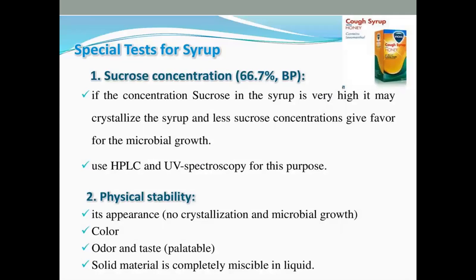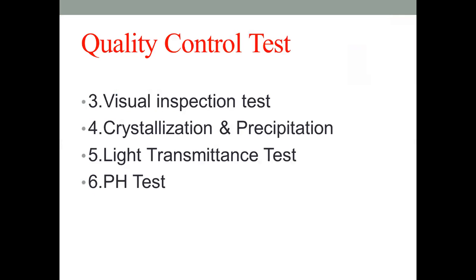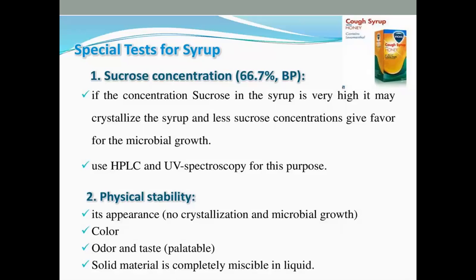The next point, Pascal's test, that is quality control tests performed for the syrup, whether the syrup is to be given to any patient or not. So that's why some quality control tests or evaluation tests are performed: sucrose concentration test, physical stability test, visual inspection test, crystallization and precipitation, light transmittance test, and pH test. First one, sucrose concentration test. If the concentration of sucrose in the syrup is very high, it may crystallize the syrup, and less sucrose concentration favors microbial growth.